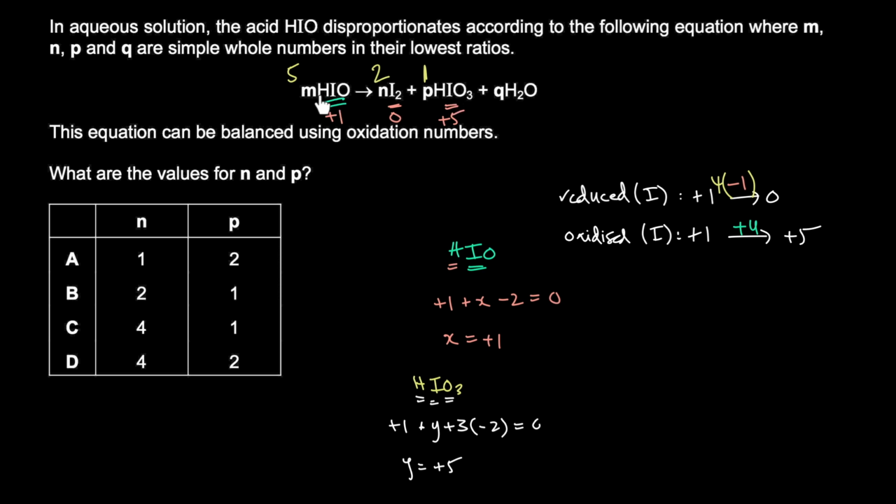So that's 5 iodine atoms. And then we have 5 hydrogens here. We have 1 hydrogen here. So we're going to need 4 more hydrogen atoms. So that would be 2H2O. So we do indeed get the balanced equation with whole numbers. So N is 2 and P is 1.